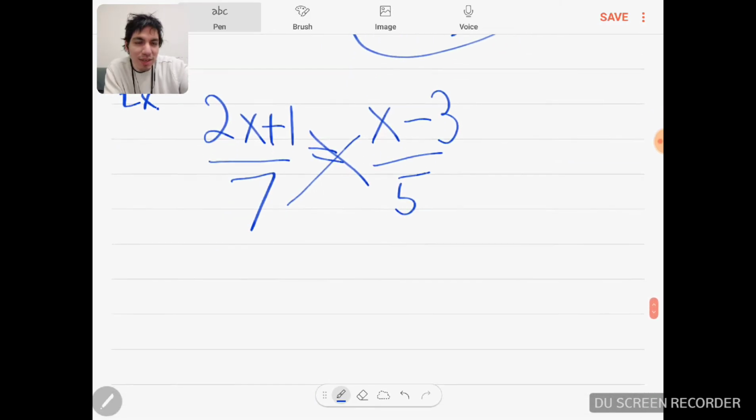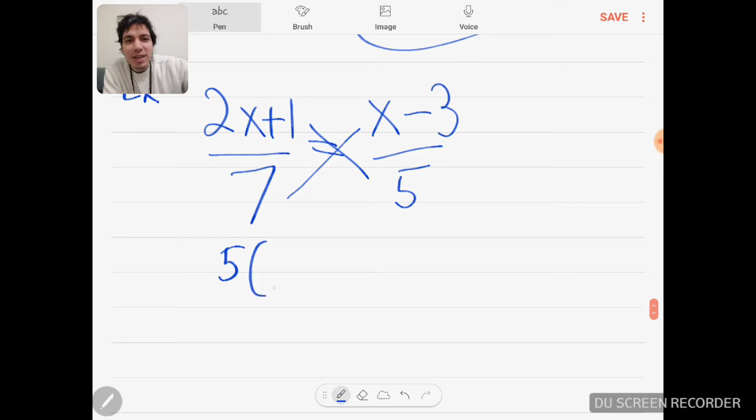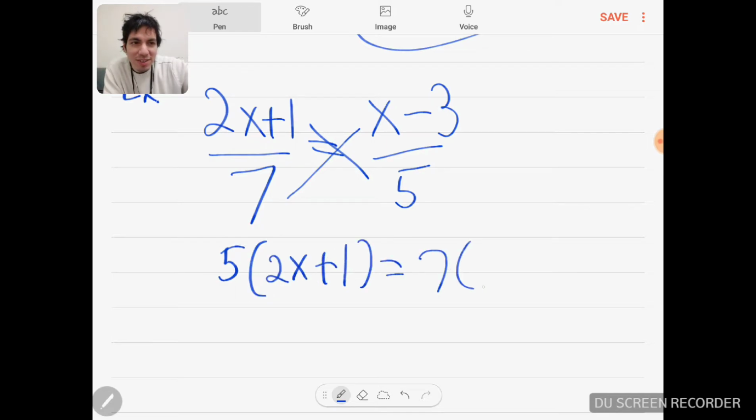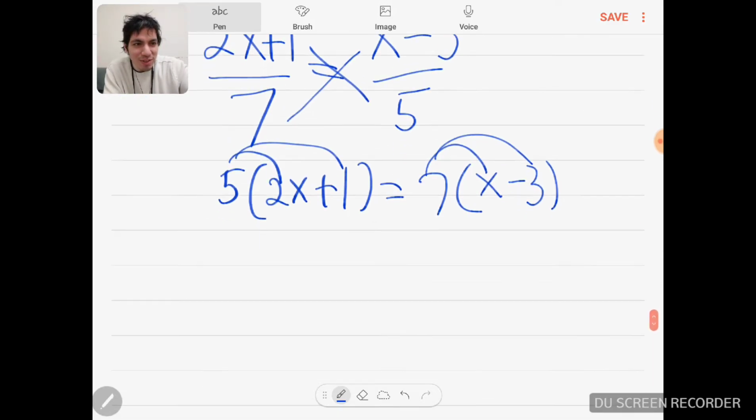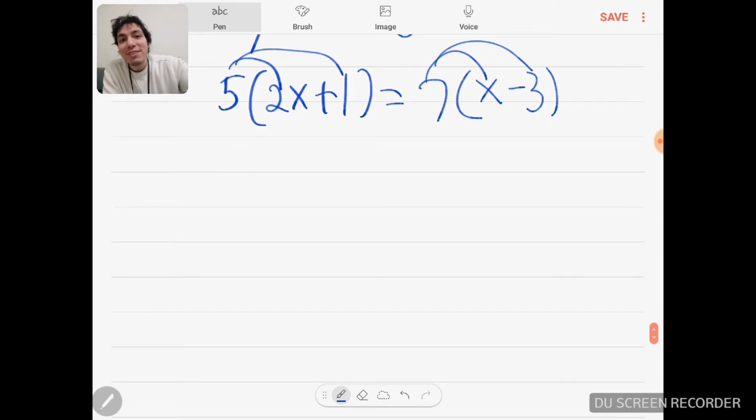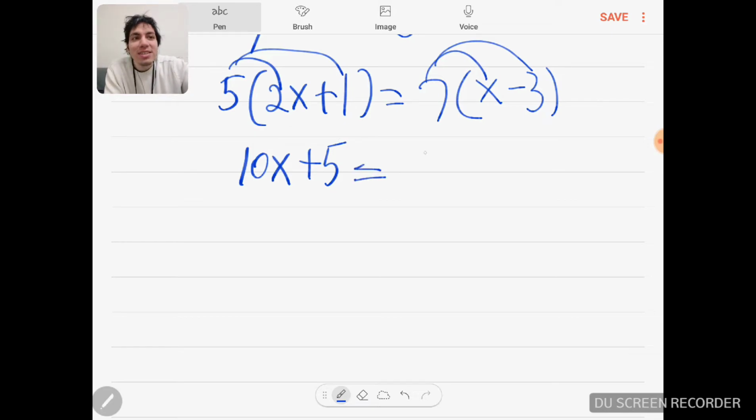Once you cross multiply, I get 5 times 2x plus 1 is equal to 7 times x minus 3. I distribute both these numbers into these terms. I'm just trying to scroll down. 5 times 2x is 10x plus 5 because 5 times 1 is 5. 7 times x is 7x. 7 times negative 3 is negative 21.